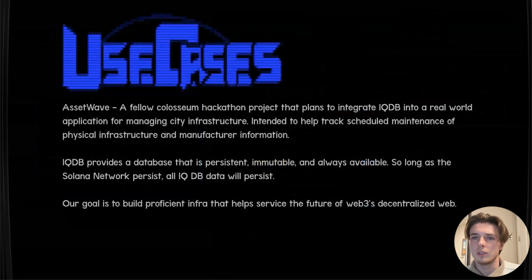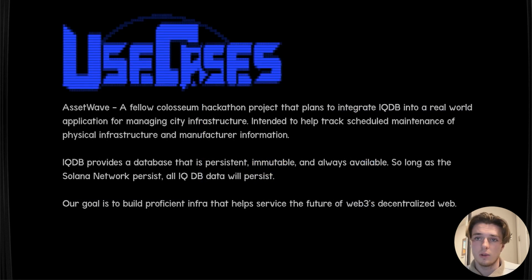So what about some real-world examples? AssetWave, another Colosseum applicant, is building their business on our database stack. They are building solutions to make management of city-level infrastructure easier by indexing physical equipment specifications through a natural language interface. To achieve this, they need a relational database that can handle persistent, immutable, and verifiable data. With the IQDB, they now have this.